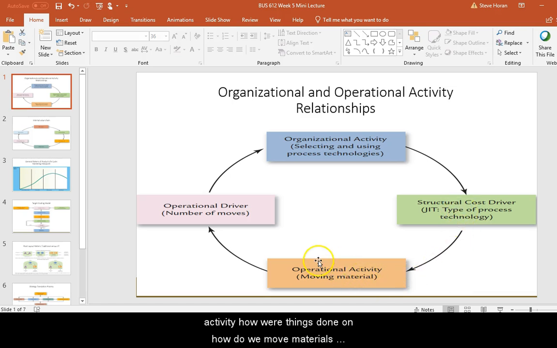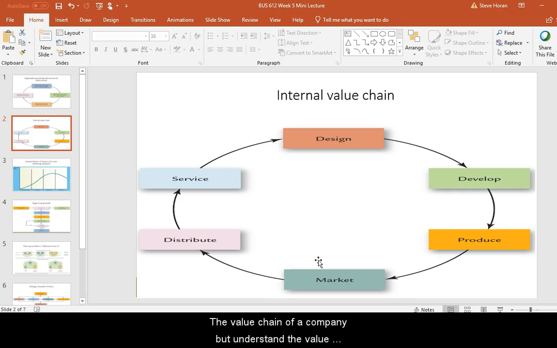And then the operational activity. How are things done? How do we move materials from one part of a factory to another? How do we choose what kind of machinery to use? Will we use machinery that's very automated, or will we go kind of more with a labor-intensive style? There's all kinds of options available. And then the number of the operational drivers is the number of times something happens. So the example they're giving us here is just moves of material. So an operational driver is how often do we have to move something, but there's all kinds of examples of what those drivers are.